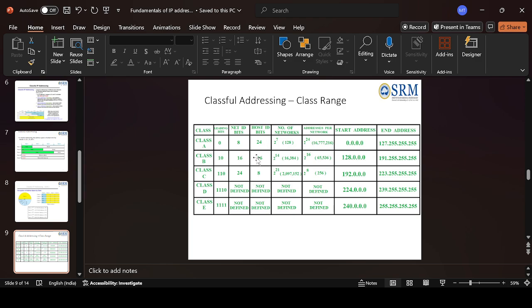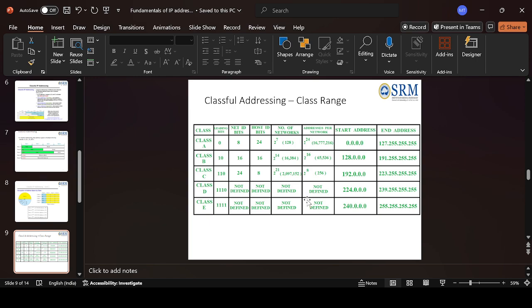Coming to host bits, the number of host bits will be 24-bit for class A, for class B it is 16-bit, for class C it is 8-bit. So the number of networks in each class will be 2 power 7 for class A, 2 power 14 for class B, 2 power 21 for class C, and for class D and class E it is not defined. The number of hosts in each network will be 2 power 24 for class A, 2 power 16 for class B, 2 power 8 for class C, and for class D and class E it is not defined.